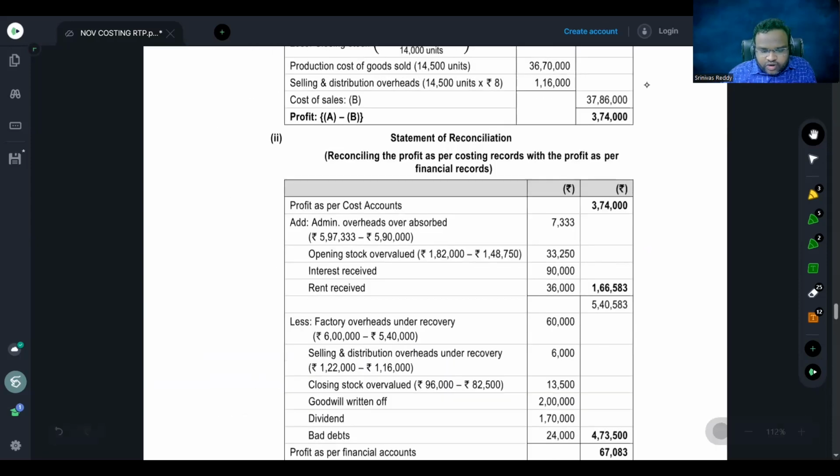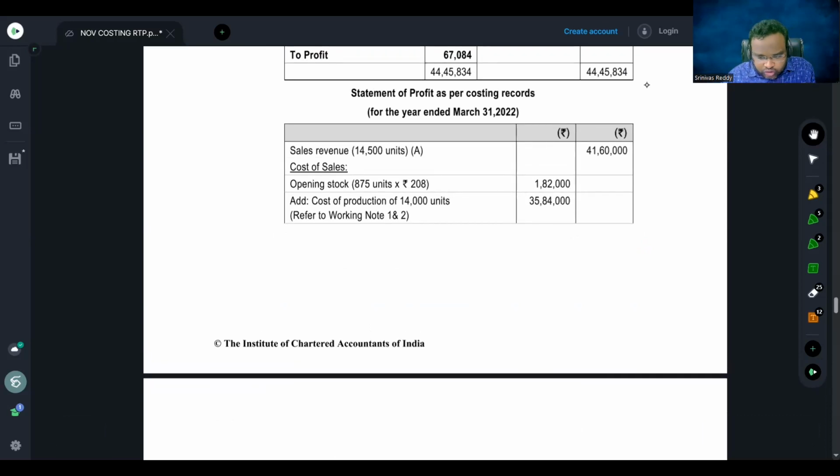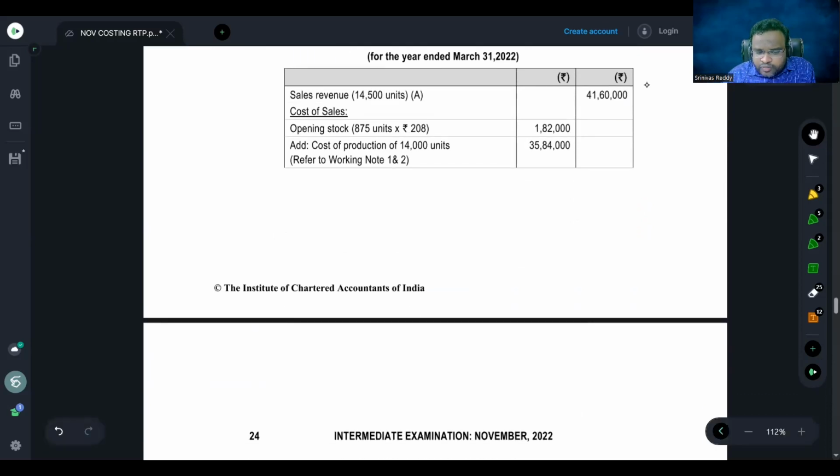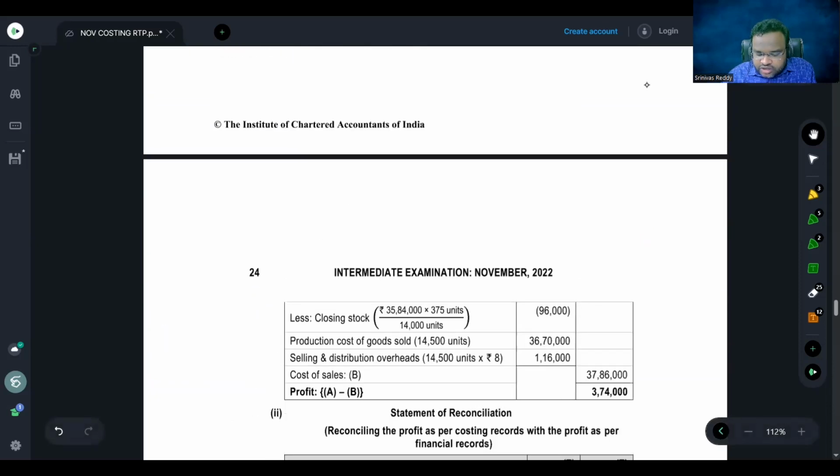Now, what is the profit we got? See carefully. Profit as per cost account. Sales revenue is common under both the methods. Okay. Opening stock. You're valuing opening stock at 208 rupees. So cost of production we have worked out from our working note. Then closing stock is based on this factor.